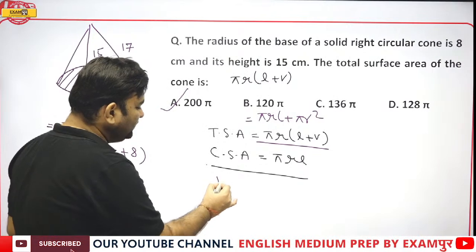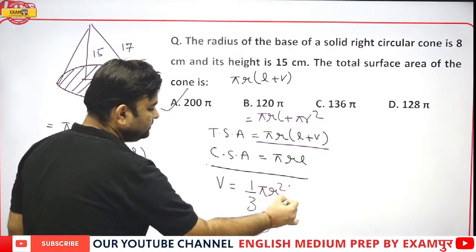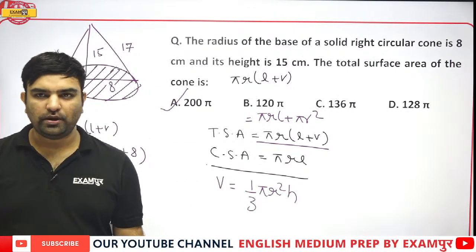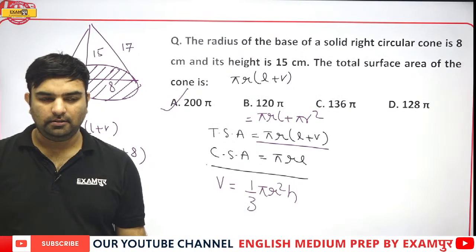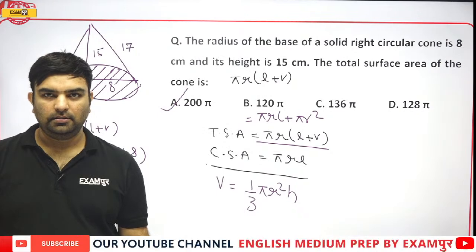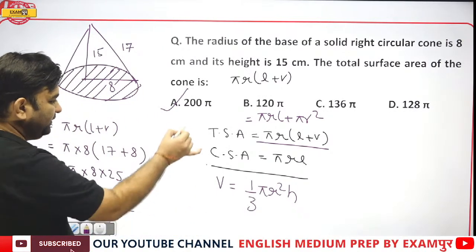And the volume of the cone is 1 by 3 pi r square h.